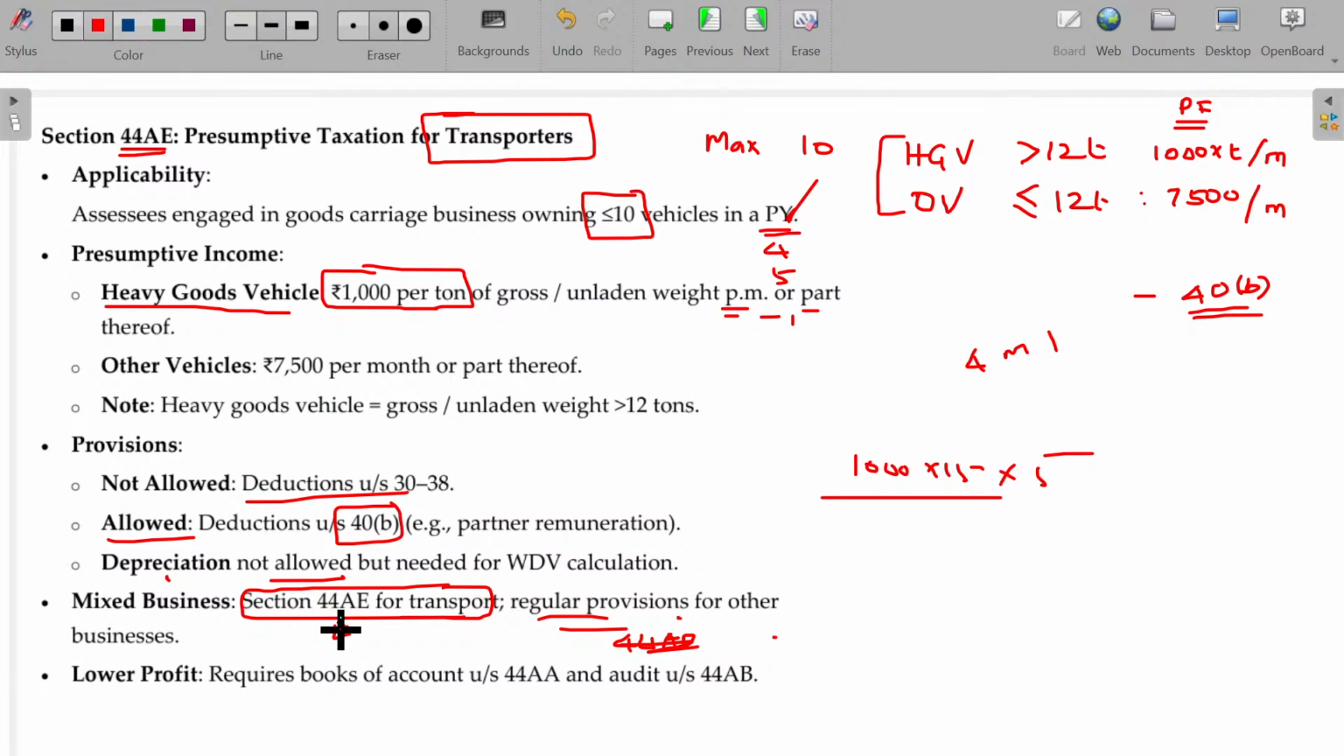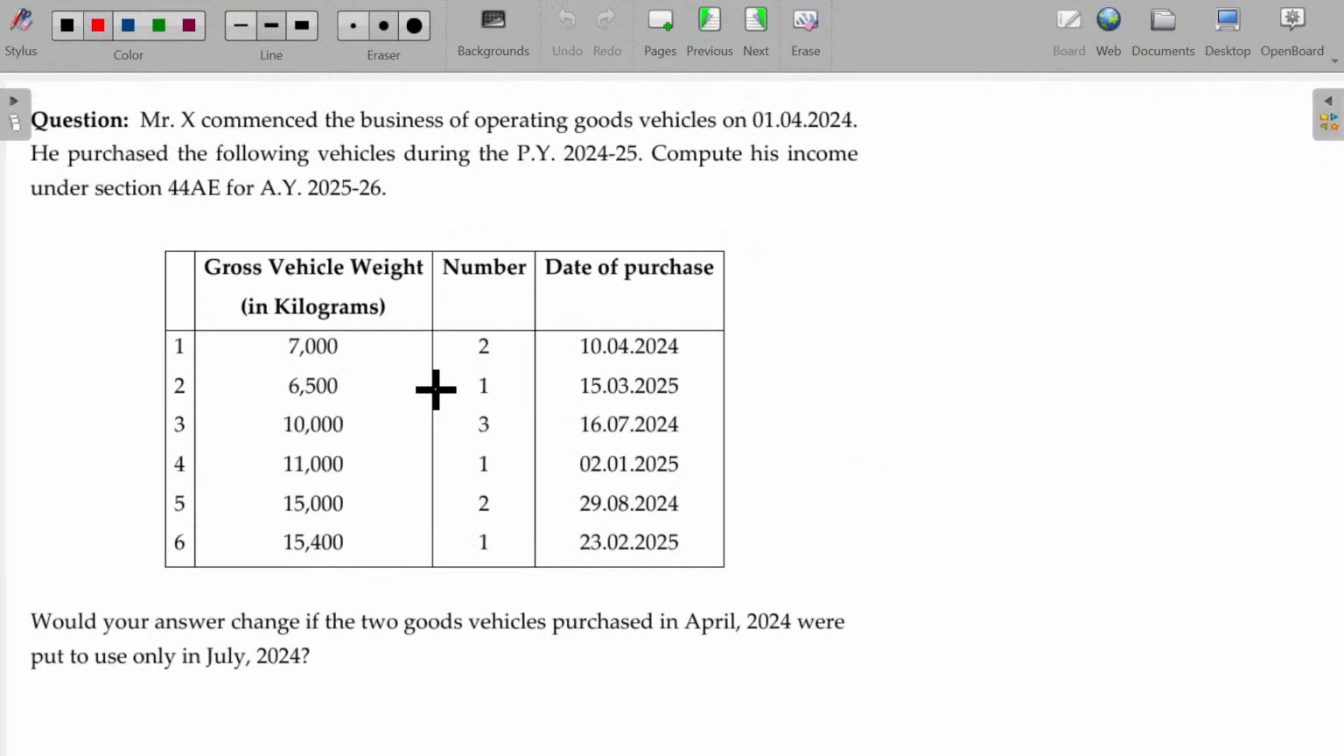So if you want to show the profit less than this, will it be possible, sir? Yes, of course, you can go for section 44AB after maintaining the books of account under section 44AA. Only this number is very important. Rest will be the easy one. Right. Let's try to solve this illustration.